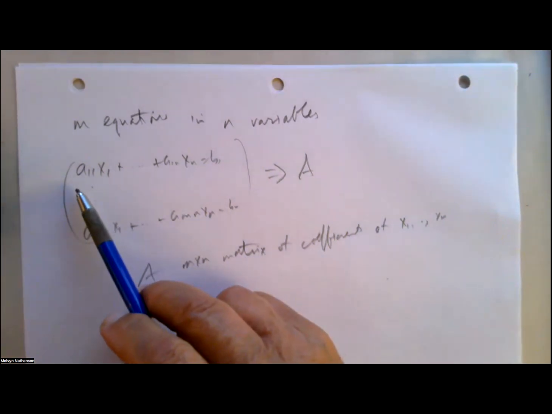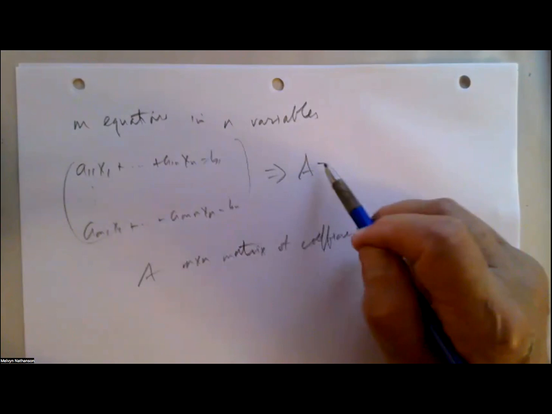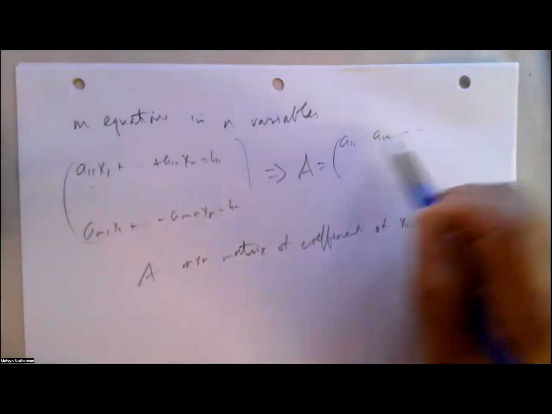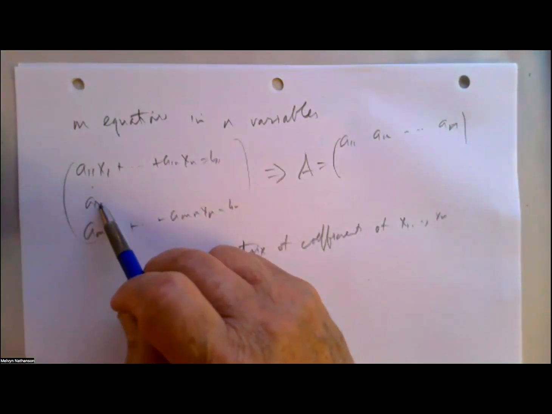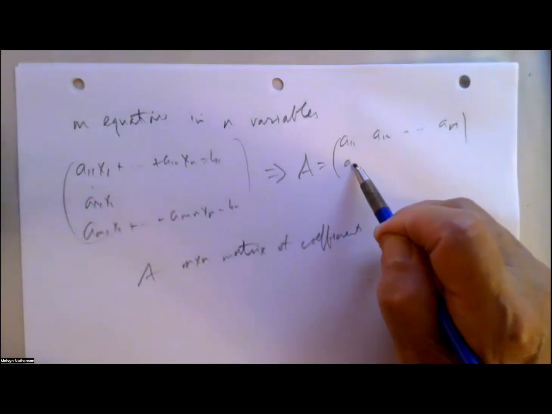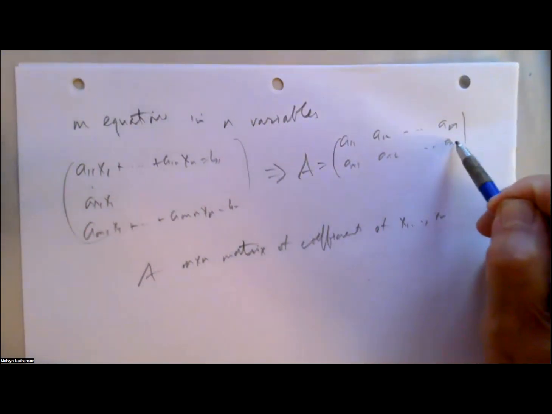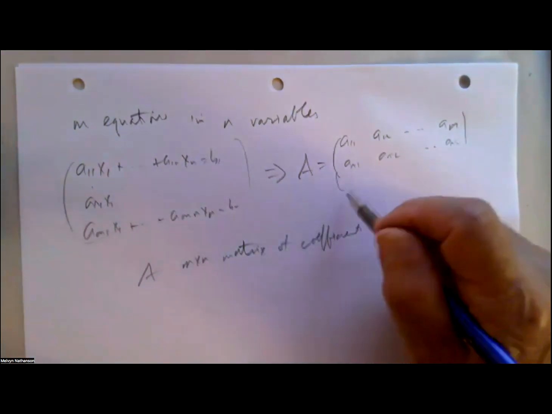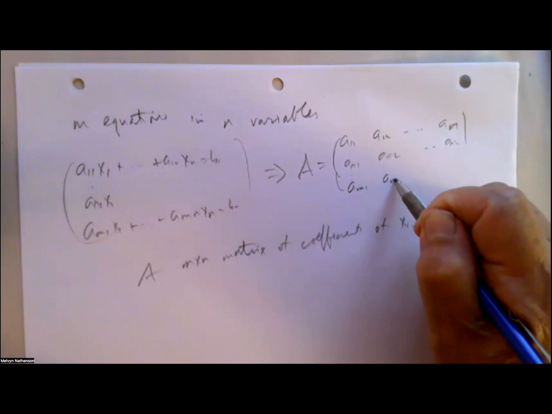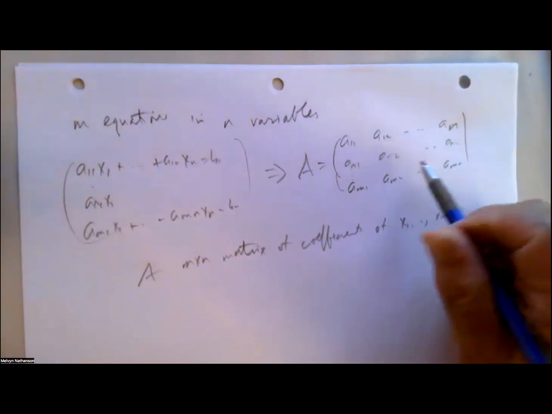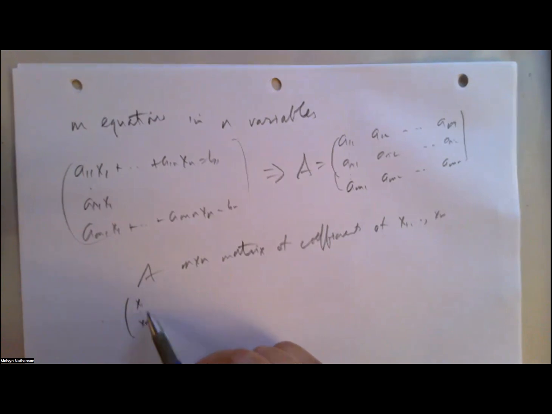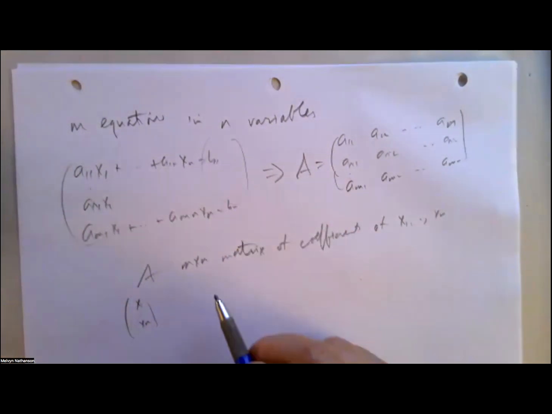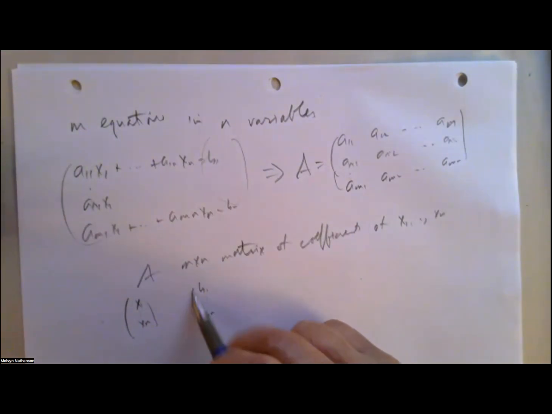So here, as I go across the first row, the coefficients are A11, A12 up to A1n. If I were to go across the ith row, the coefficients would be Ai1, Ai2 up to Ain. All the way down to the last row, the mth row, this is Am1, Am2 up to Amn. So this is the matrix of coefficients. And then I have the vector of variables, x1 up to xn. And then I have the numbers on the right-hand side, b1 down to bm.